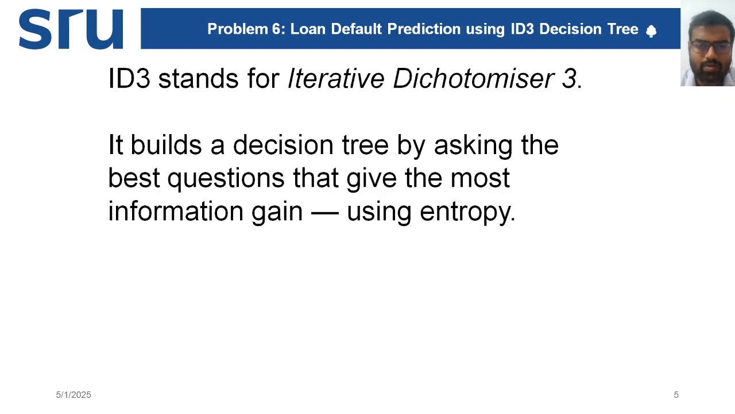It is going to build a decision tree, asking the best, smartest questions that give the most information gain. So we are looking at two things. We need to get the information, which we call gain, and we need to reduce the entropy. What do you mean by entropy? What do you mean by information gain?